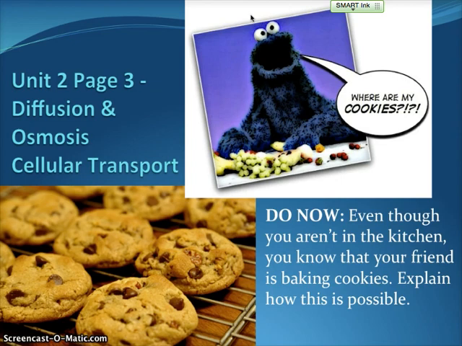So hopefully you said you smell the cookies. Duh. But why do you smell the cookies? Well, when we heat things up, a lot of times there's an odor that is created, and that odor can travel through the air to other places, maybe in your house or even outside. We're going to talk about diffusion today, as well as osmosis and active transport.